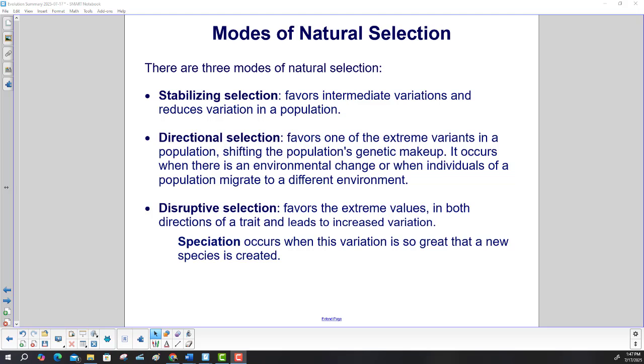There are three modes of natural selection. Stabilizing selection, that favors intermediate variations and reduces variation in a population. Directional selection, that favors one of the extreme variants in a population, shifting the population's genetic makeup. It occurs when there is an environmental change or when individuals of a population migrate to a different environment. And disruptive selection, that favors the extreme values in both directions of a trait and leads to increased variation. Speciation occurs when this variation is so great that a new species is created.